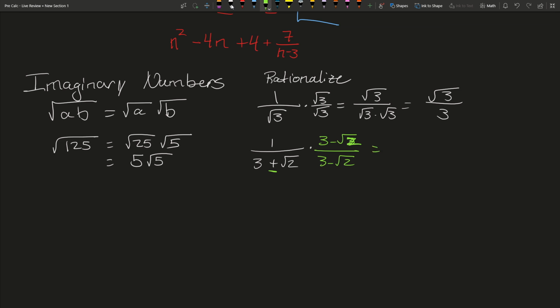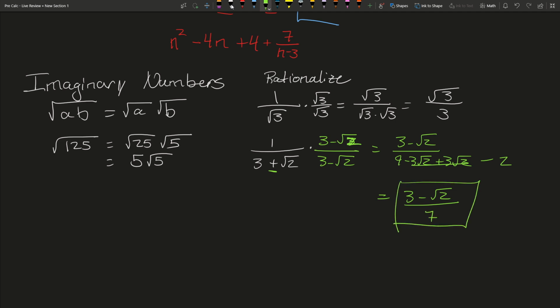When we do that, we get 3 minus root 2 on top. And then when we FOIL, we get 9 minus 3 root 2 plus 3 root 2 minus root 2 times root 2, which is just 2. Which if we simplify, these middle terms cancel. So we get 3 minus root 2 over 9 minus 2, which is 7. And then this is a rational answer. Not a rational number, but a rational answer.